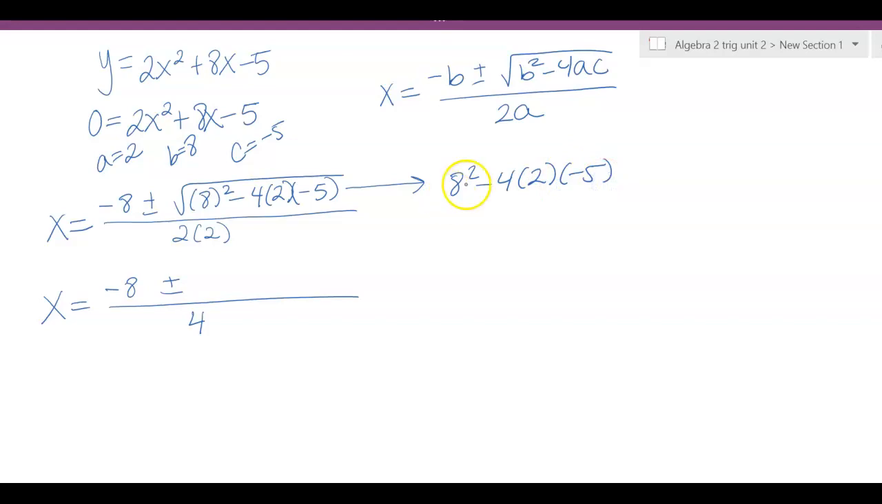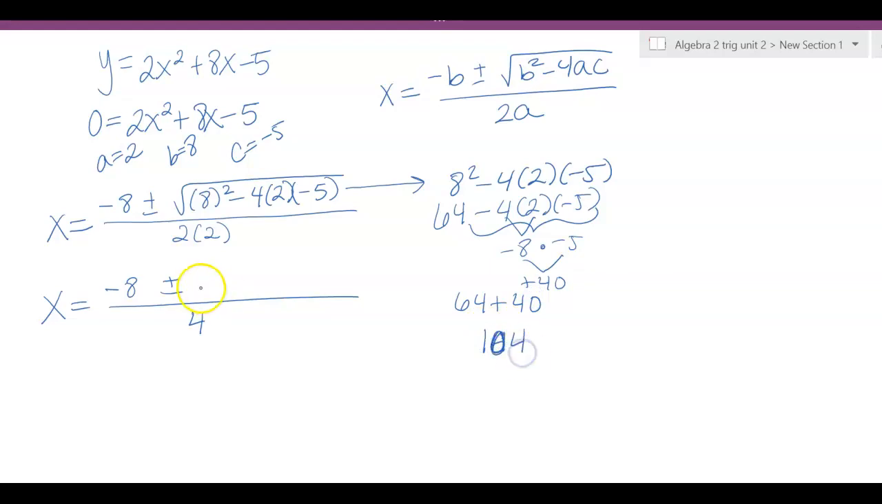So doing this arithmetic, you have 8 squared, which is 64. And you have minus 4 times 2 times negative 5. So this right here is a giant multiplication problem where you have negative 4 times 2 times negative 5. So negative 4 times 2 is negative 8. And negative 8 times negative 5 is positive 40. So I'm going to change what's inside the radical to 64 plus 40, which is 104. And so the number inside my radical is 104.